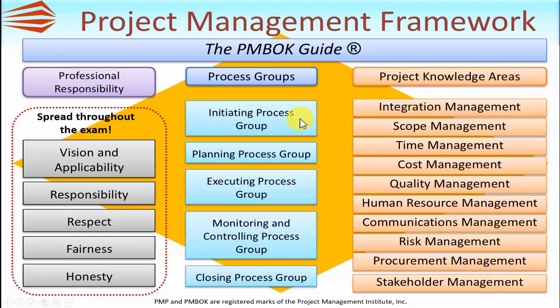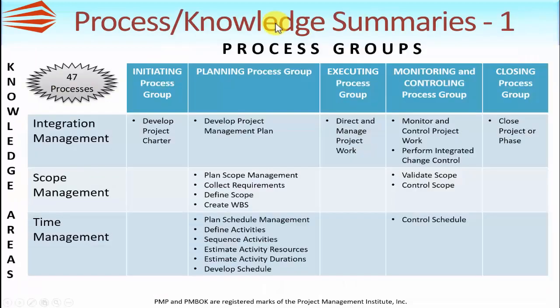So for integration management, we'll go through initiating, planning, executing, monitoring and controlling, and closing. Here are the 5 process groups as I showed you. They're called process groups because when you look at each knowledge area, here's the first of the 10, integration management, you'll see there are processes aligned to each, hence my use of the word matrix.